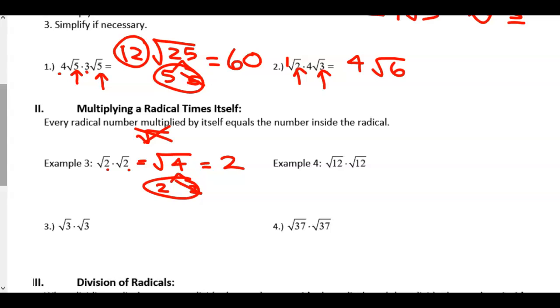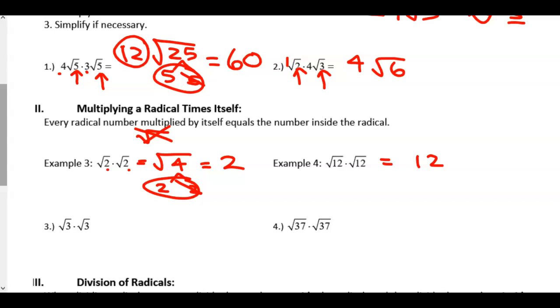Okay? A square root times itself removes the square root sign. Let me say it again. A square root times the same square root removes the square root sign. Let's try example 4. Square root of 12 times square root of 12 is going to be that number without a square root sign. So what's it going to be? 12.